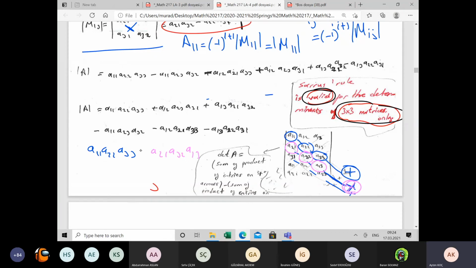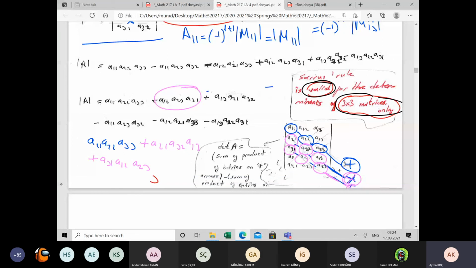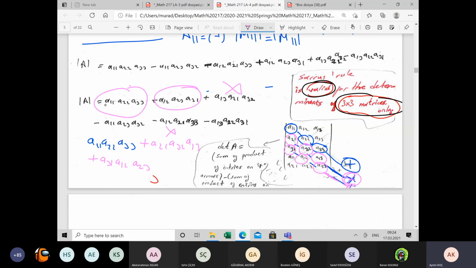This one is positive, and also the last positive line is plus a 3,1 a 1,2 a 2,3. And look at this one. This one gives this one. This one is equal to this one.